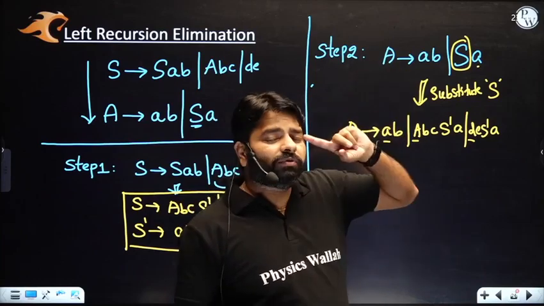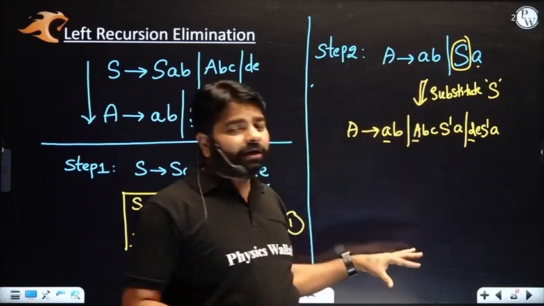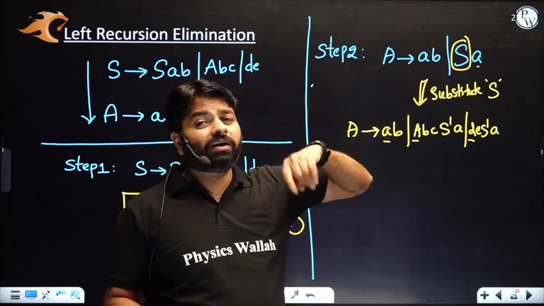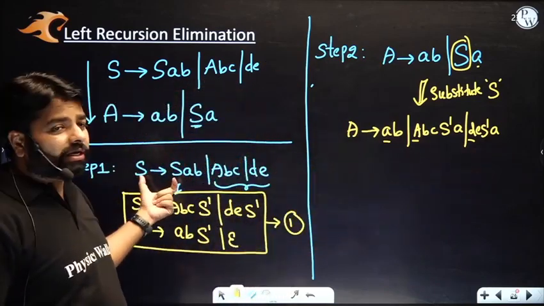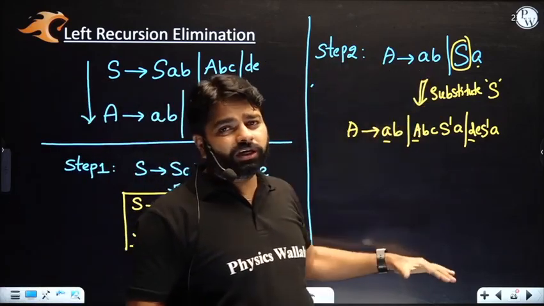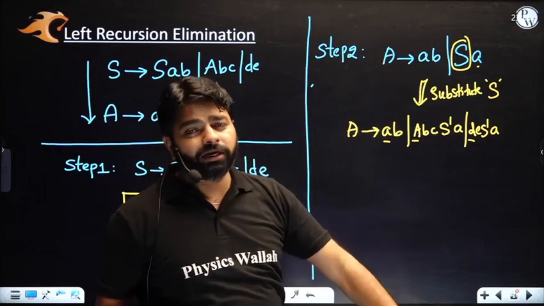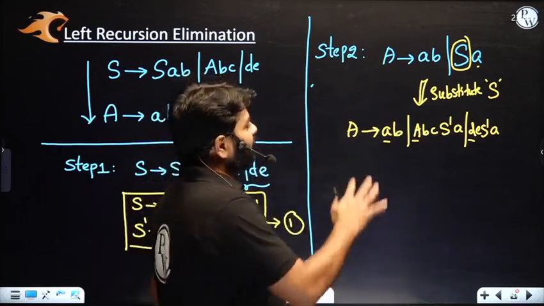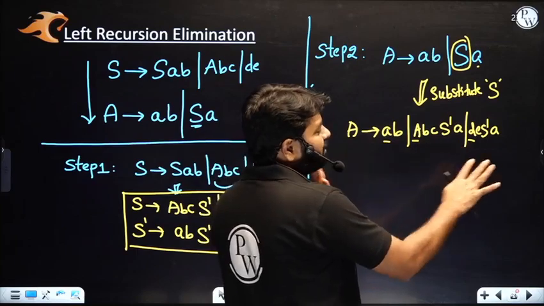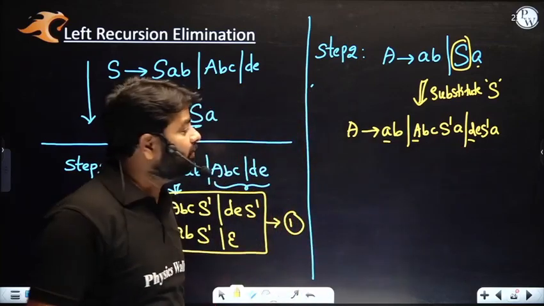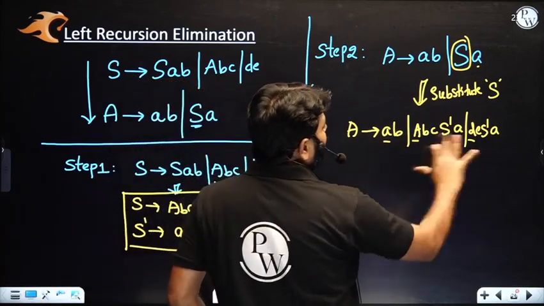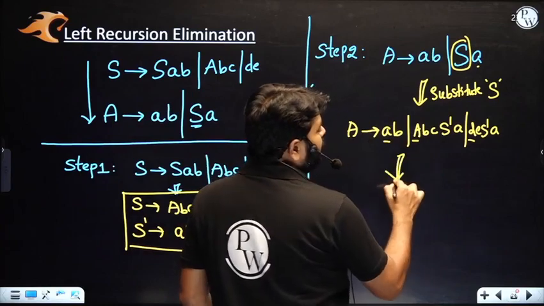Here in step 2 we will only substitute S. In step 3 we will only substitute step 2 and step 1 non-terminals. Here S is chosen, here A is chosen. In future these two will be substituted in future steps. But this step is the final step, as we don't have any other non-terminal. Fine, now we got the substitution.